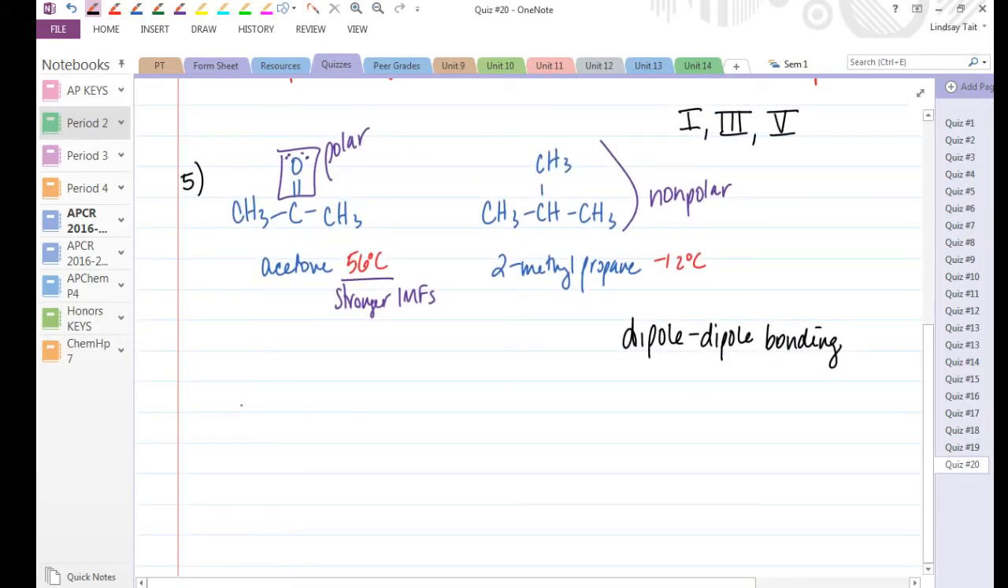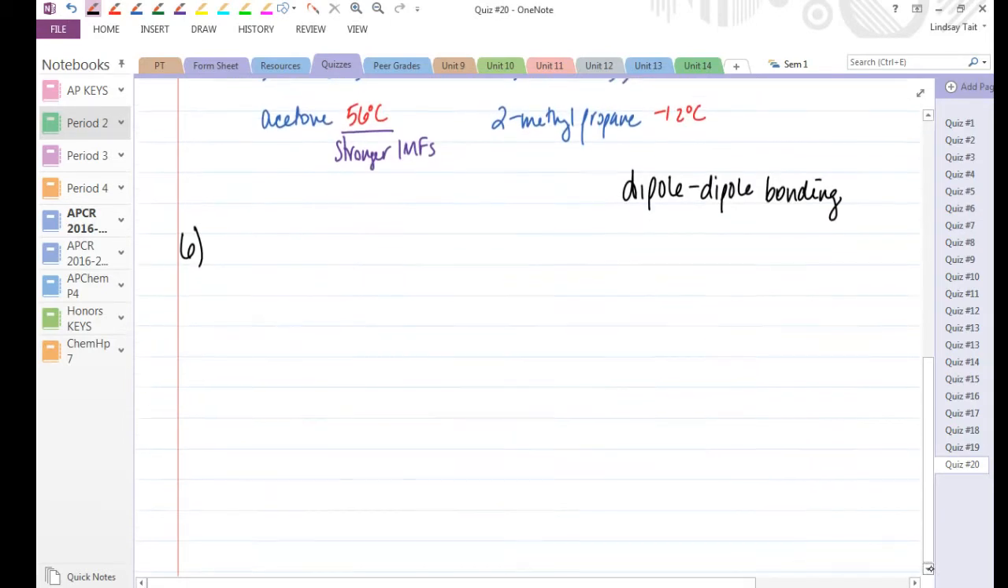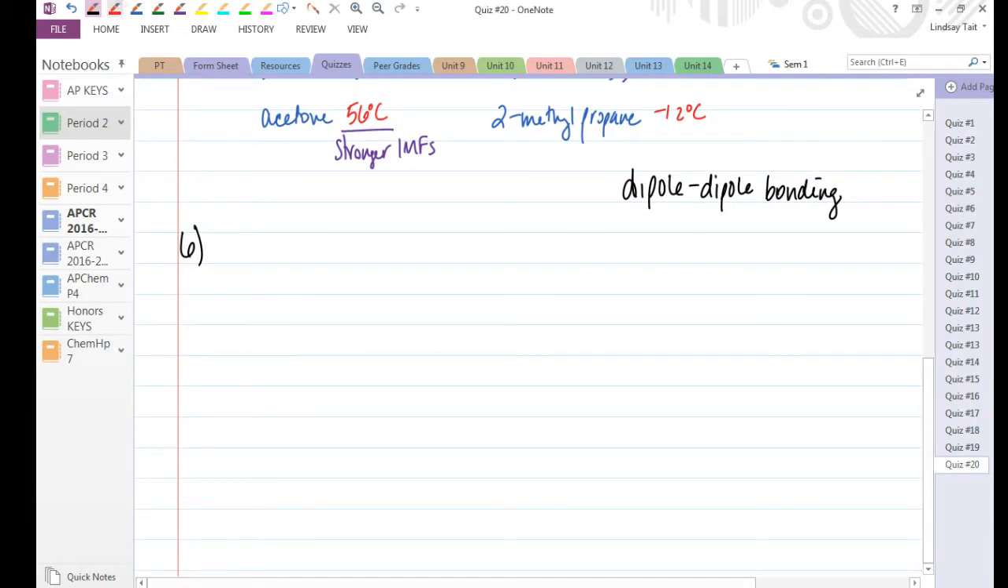Okay, so moving on to number 6. Number 6 was another picture. It had a series of water molecules where they were labeling different locations, and the question says, which of the labeled arrows identifies a hydrogen bond in water? So let's go through some of the different setups. So here was one of them where they labeled this one A. And that was not the answer because this is simply a covalent bond. That is not a hydrogen bond.